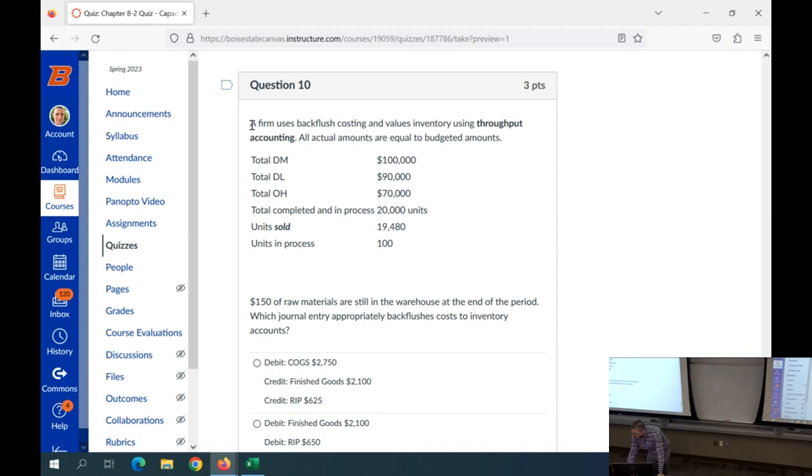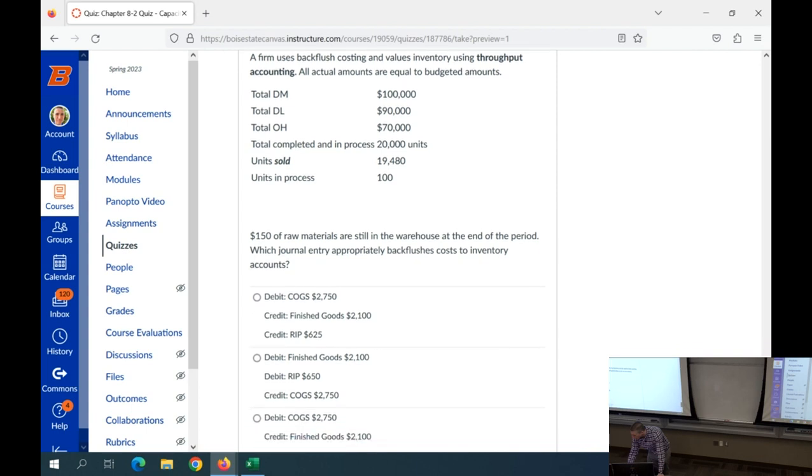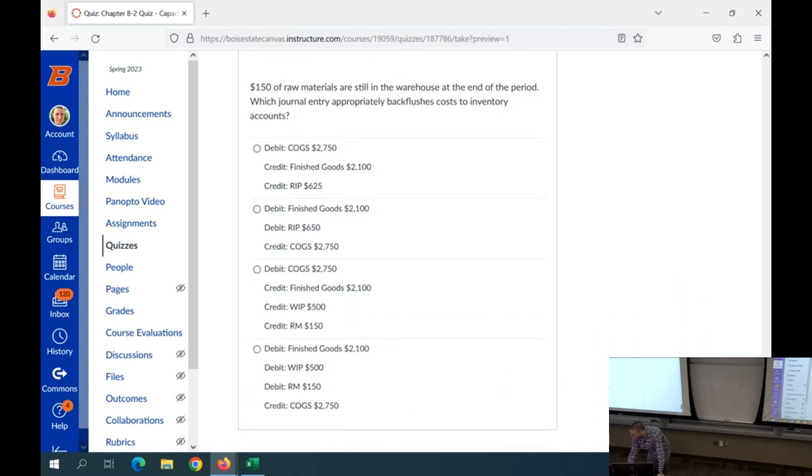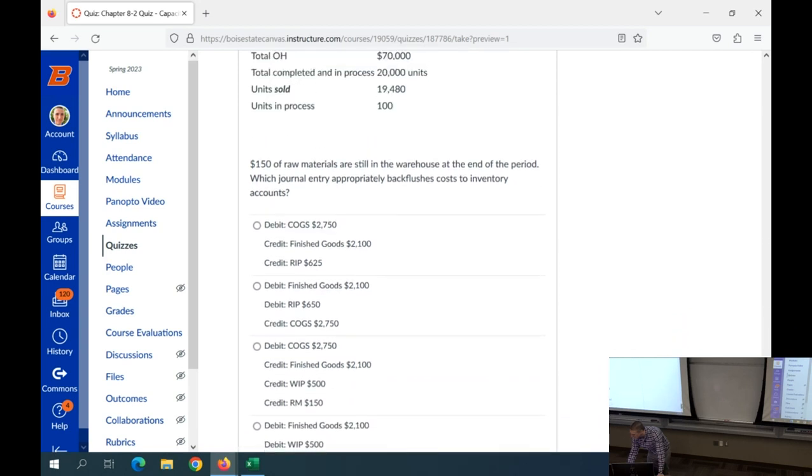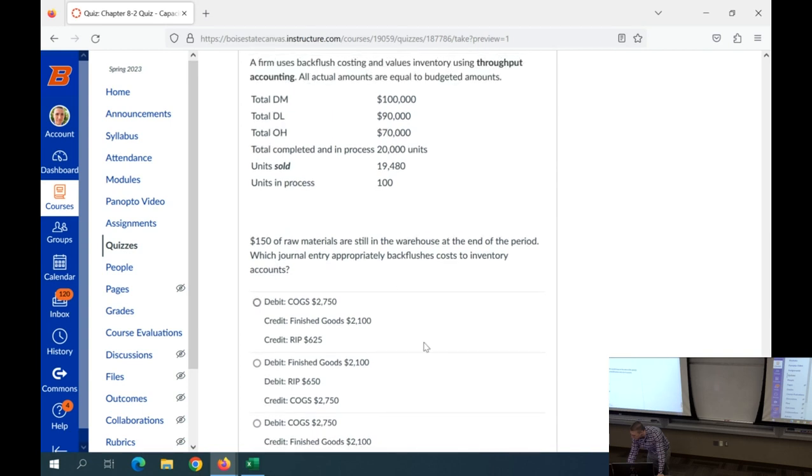All right, so here's a question. A firm uses backflush costing and values inventory using throughput accounting. All actual amounts are equal to budgeted amounts. And I haven't done this in a while. How about I give you a minute or two and you work on this question and we see what you come up with. I can't quite get it all on one page here. I think it's better to see the information than the answer choices at this point. So let's see if you can come up with what you think is the right answer here, or calculate out.